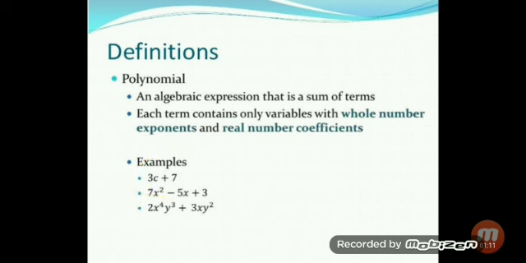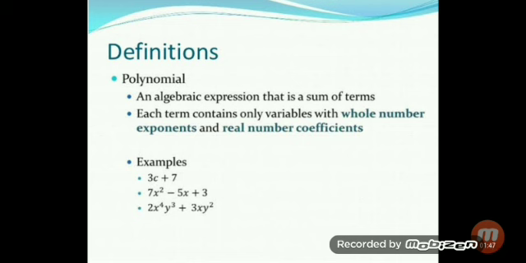Now come to the second example, 7x square minus 5x plus 3. Here 7, minus 5, and 3 are all real numbers, so they are real number coefficients. Now the power, meaning the exponent, must be a whole number. Here the power of x in the first term is 2, in the second term the power of x is 1, and in the third term the power of x is 0. Powers 2, 1 and 0 are whole numbers. That's why it's a polynomial.